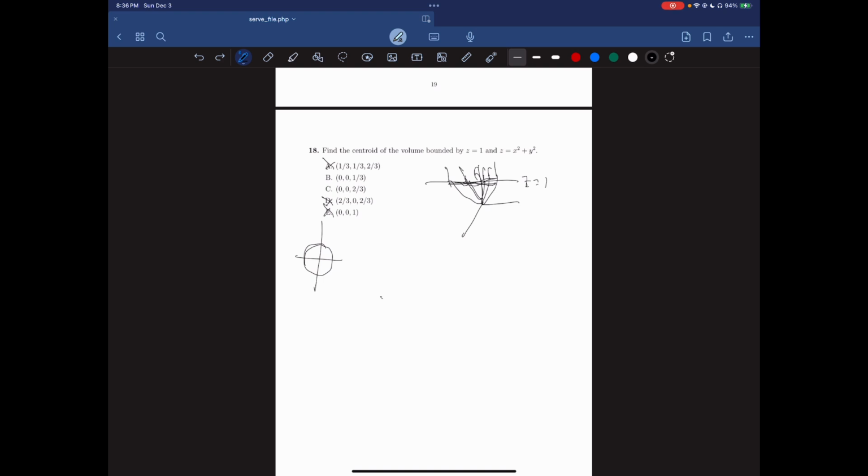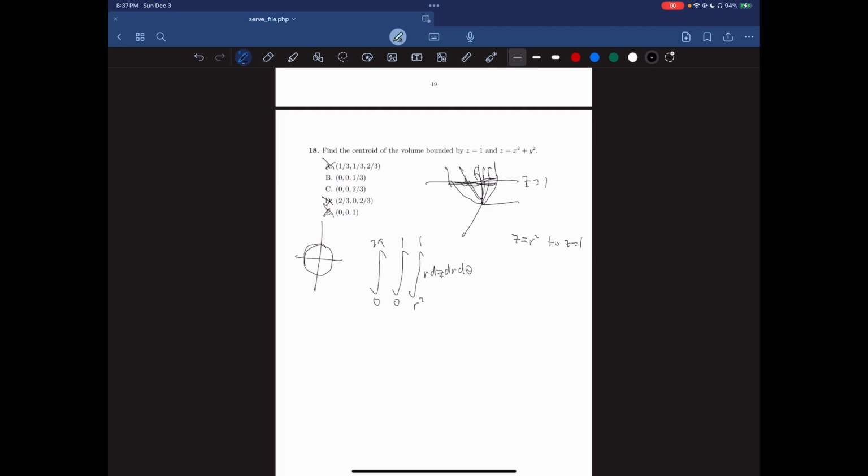So we're going to be integrating. I think cylindrical coordinates makes the most sense here. So if we have z equals r squared, z equals 1 is our z bound. Theta, of course, is 0 to 2 pi. R is 0 to 1, I believe. And z, like I said, is r squared to 1. So we are integrating r dz dr d theta.